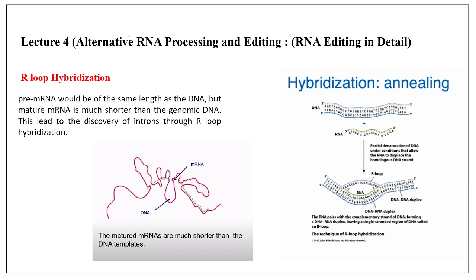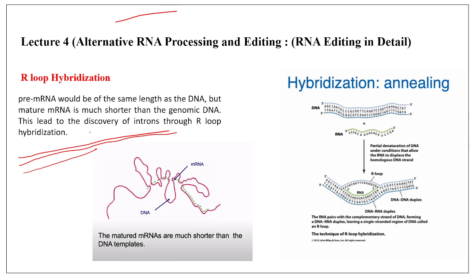If this is your DNA, okay, I'll make it here. If this is the length of the DNA and this is the length of the pre-mRNA, and this is the length of the mature mRNA, that means some portion has been spliced out or removed from the pre-mRNA. Therefore, the mature mRNA is much shorter than its DNA template.